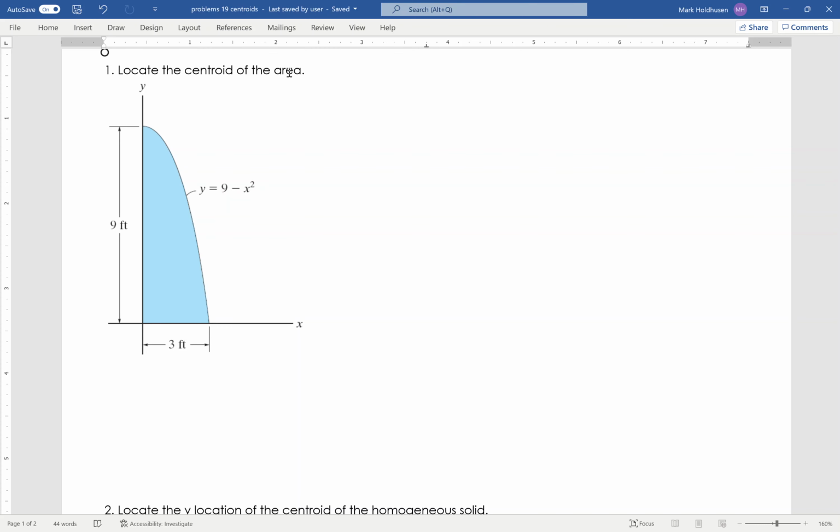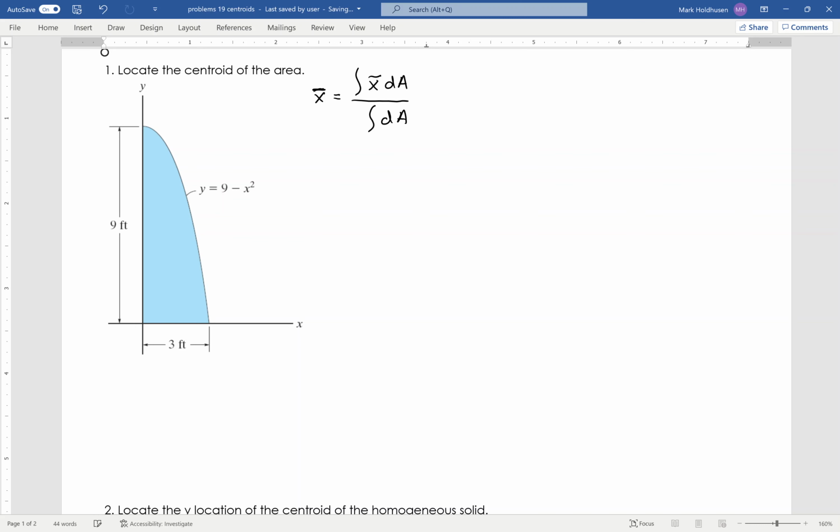For the area that I have here, I want to find the location of the centroid. So I need x and y coordinates. So we'll start with the x coordinates, and the equation that we're going to use to find the x location of the centroid is the integral of x tilde times dA all over the integral of dA.